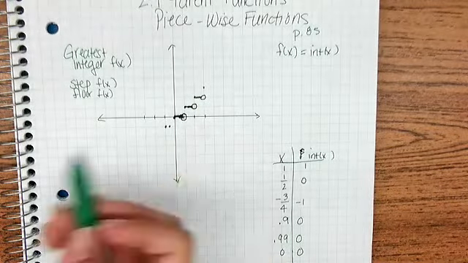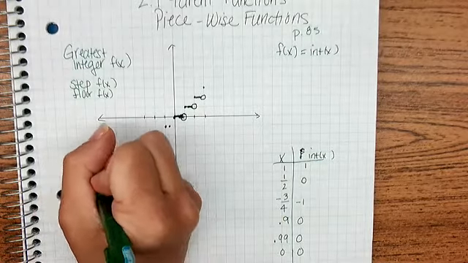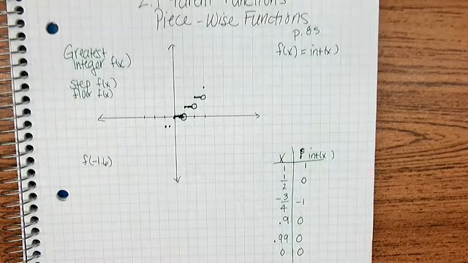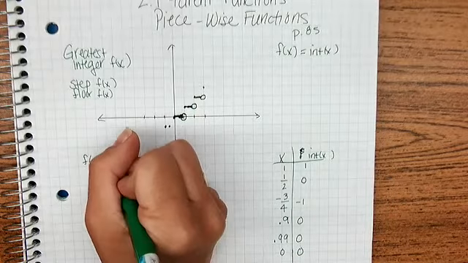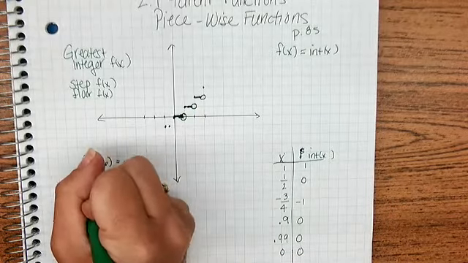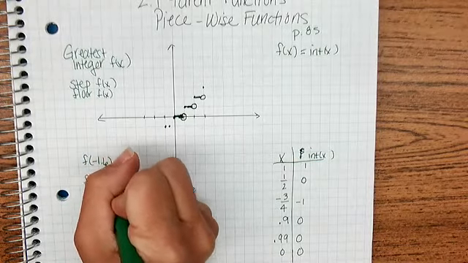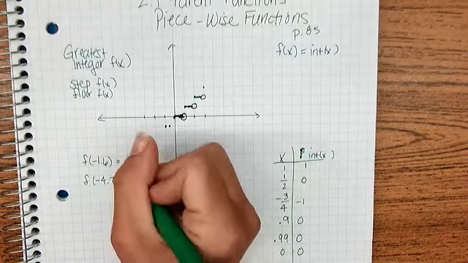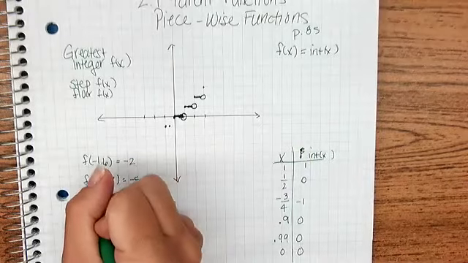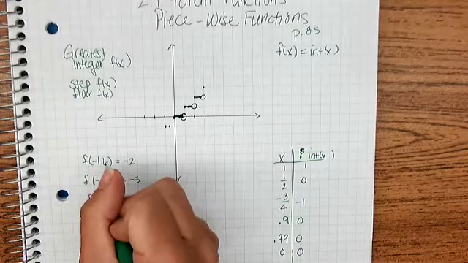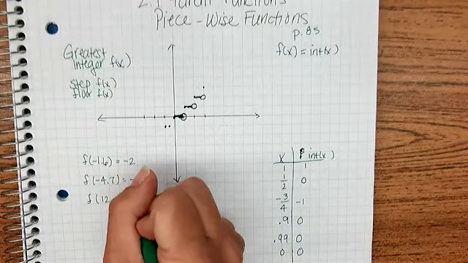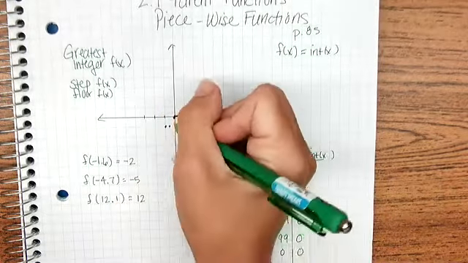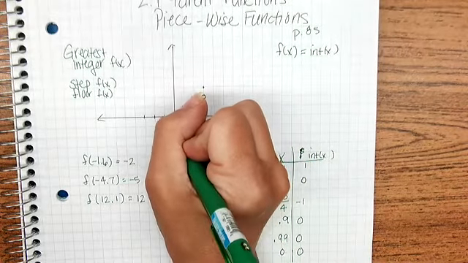How about some negative values? The f of negative 1.6, the closest integer less than negative 1.6 is negative 2. If x is negative 4.7, the closest integer less than negative 4.7 is negative 5. How about the f of 12.1? The closest integer less than 12.1 is 12. So this is going to be an open circle here.